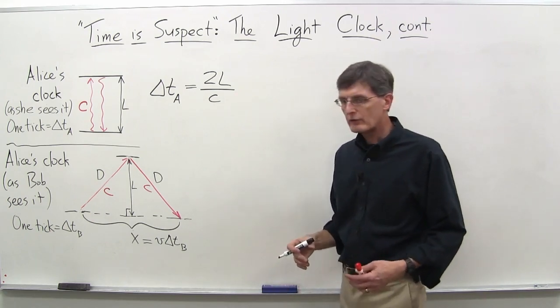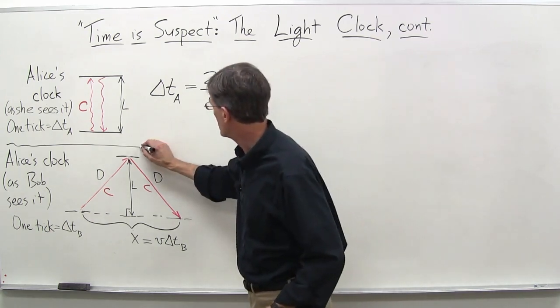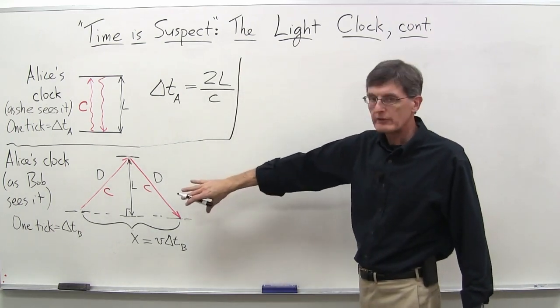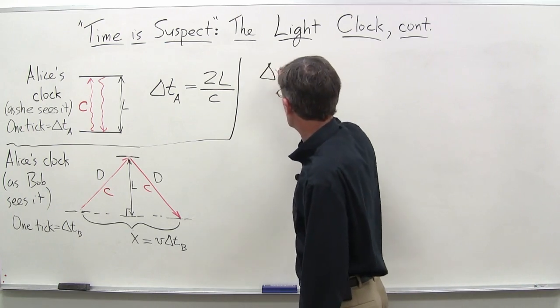So let's write now an equation. Let's block that off a minute. Let's write an equation for delta T sub B here. See what we can write down. We actually have a couple things we can do.